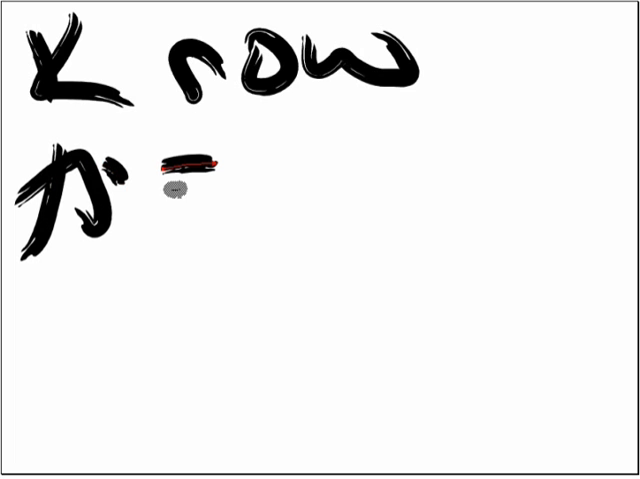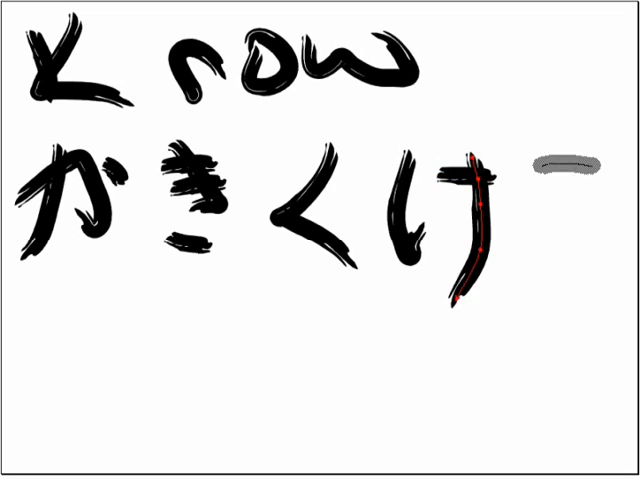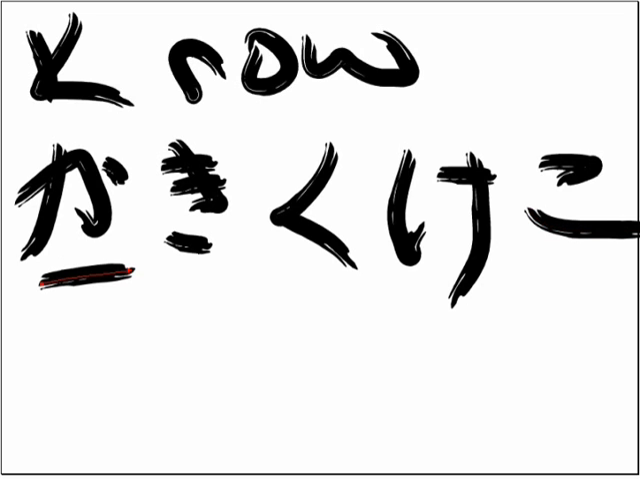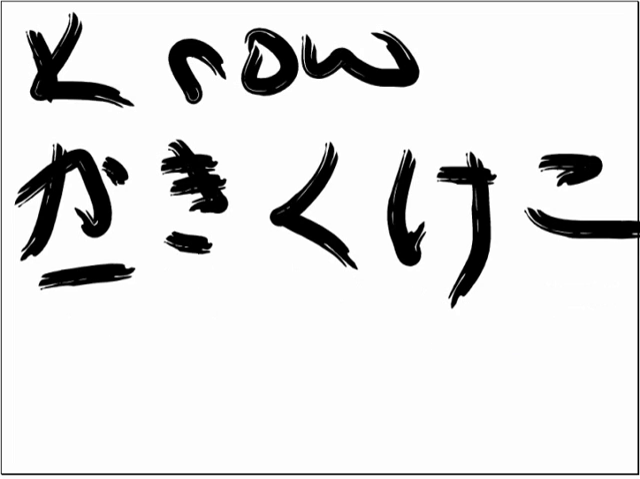In a row again, here is Ka. Here's Ki. Remember to do the horizontal first with Ku. And here is Ke. And here's Ko. Ka, ki, ku, ke, ko. Just like that.